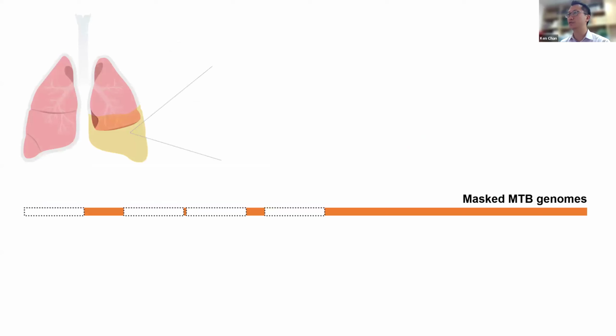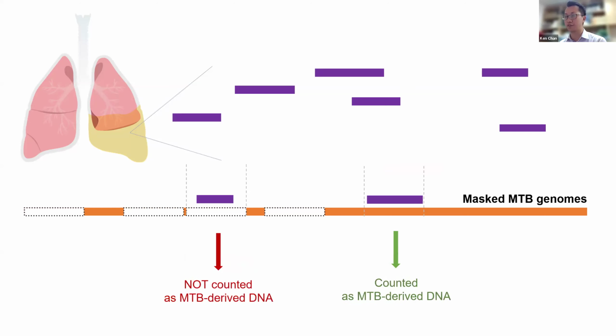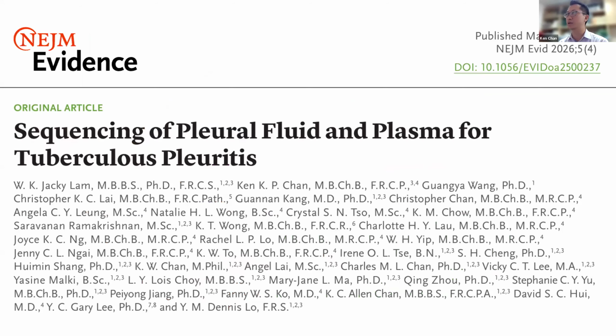So we take the pleural fluid and amplify it with NGS, and then we align it with the smart MTB genome. Those matching the MTB genome will be considered MTB-derived DNA. So with these two technical advancements, we published the paper in NEJM Evidence in March.